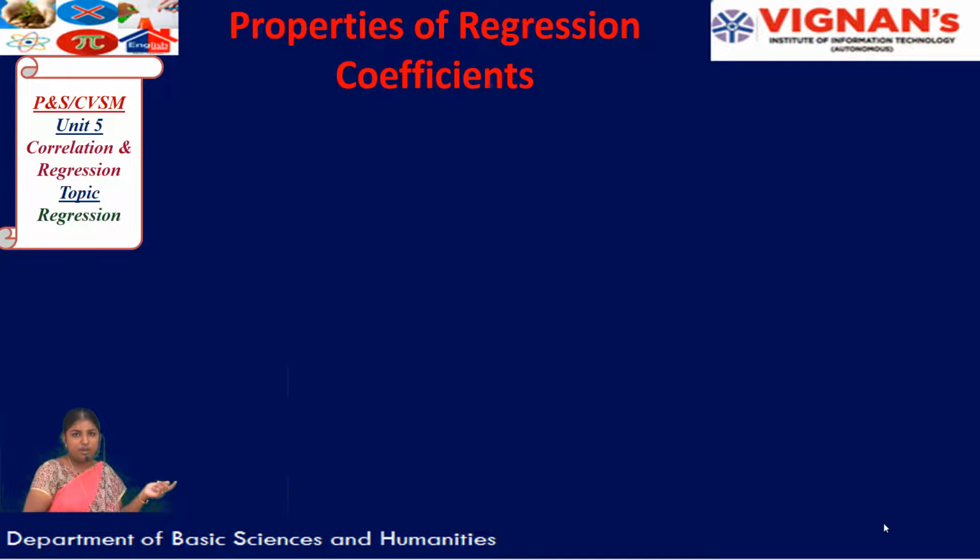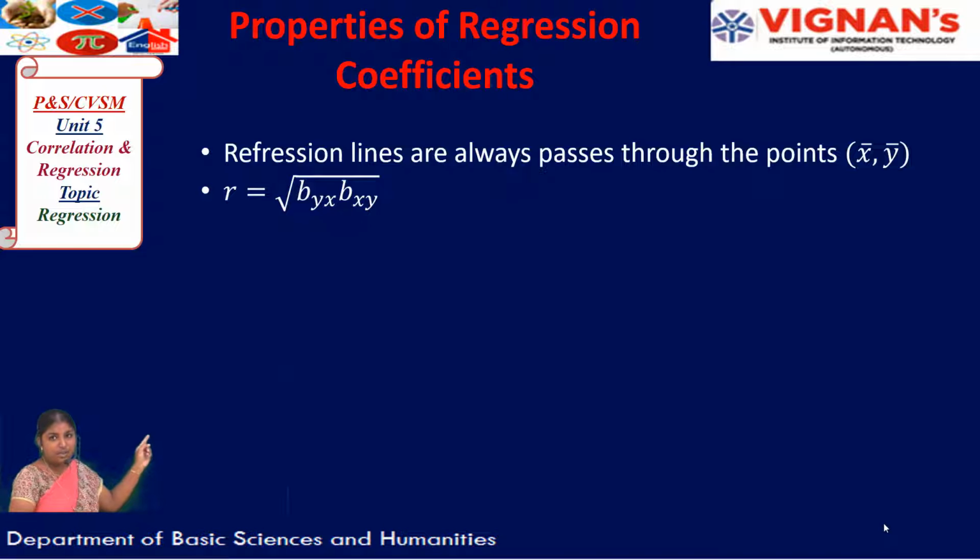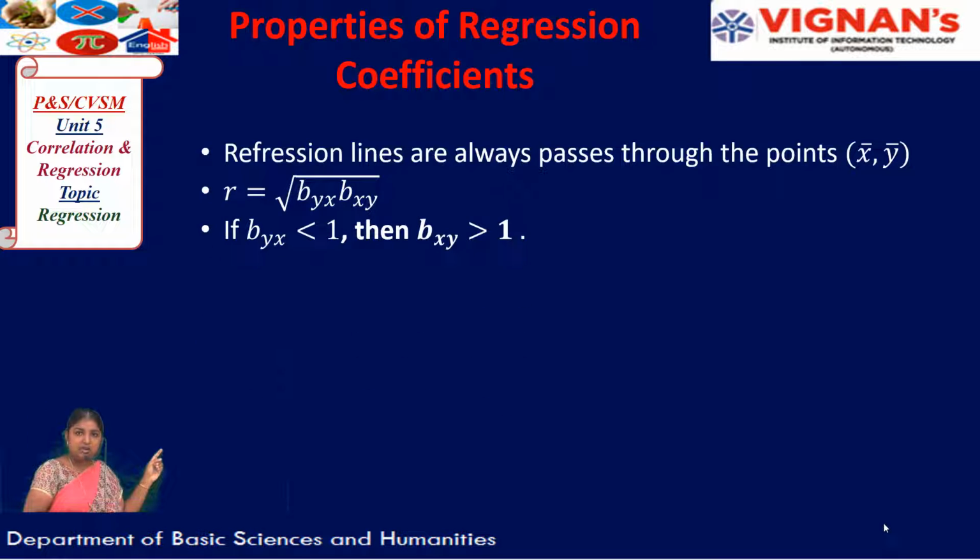Regression lines always pass through the point x bar, y bar, the means of the x and y values. Sometimes they give the regression lines, and using them we want to find the correlation coefficient. In that case we use the property r equals the square root of byx into bxy, where byx is the y on x regression coefficient and bxy is the x on y regression coefficient. We take the square root of the product of these two values to get the correlation coefficient. Sometimes they give it like this also: if byx is less than 1, then bxy must be greater than 1.